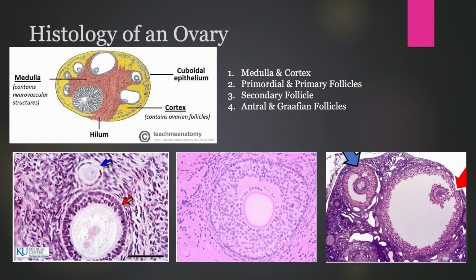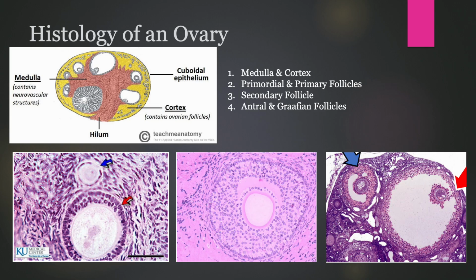Number 3, the picture in the middle, the light pinkish one, that's a secondary follicle. So you'll see here the oocyte is matured even more, it's grown even more. There's so many more follicular cells surrounding that oocyte. And at this point, it's started releasing estrogen and progesterone.